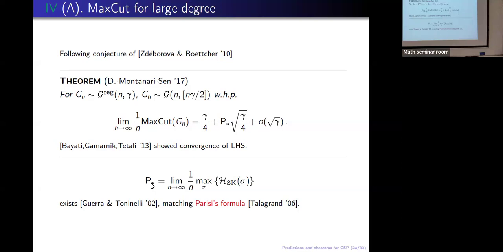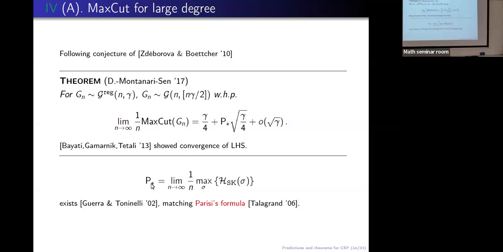But subadditivity, as we all know, usually doesn't tell you anything about the limit, so it doesn't help in getting the limit. And in this paper in 2017, we proved that the coefficient in front of the square root of gamma is actually the ground state of the Parisi formula for the Sherrington-Kirkpatrick model on the complete graph.